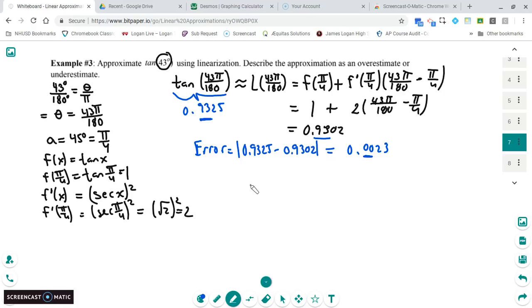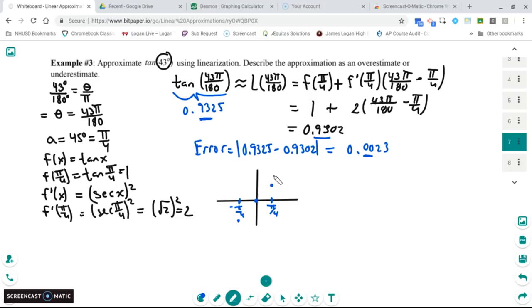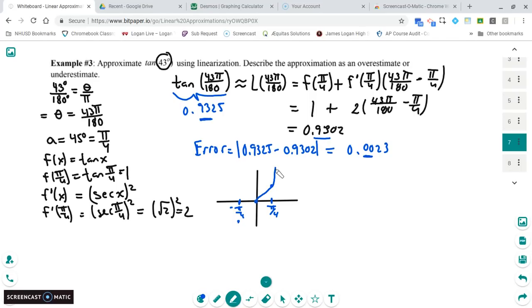Is this an over or underestimate? If I make a quick sketch of my tangent curve, let me take off my line. There's a point at pi over 4, so that's pi over 4, comma 1. And it passes through the origin, and then at negative pi over 4, comma negative 1, there's a point, and it has that curvature.